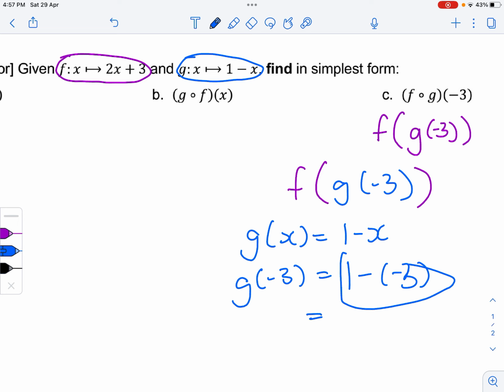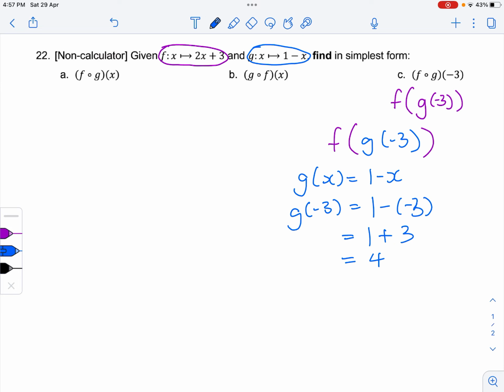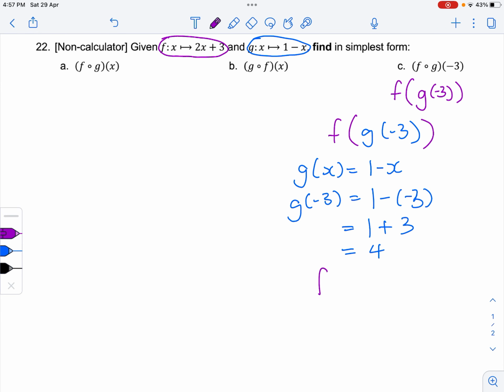So yes, we have 1 minus negative 3. And now we just want to simplify this positive negative sign. We have negative negative, and that turns into positive 3. And then we get 4, because 1 plus 3 is 4. So we know that g of negative 3 is 4.